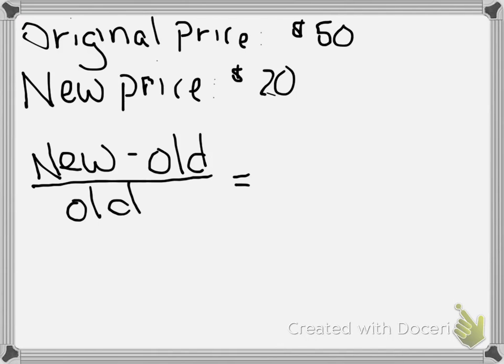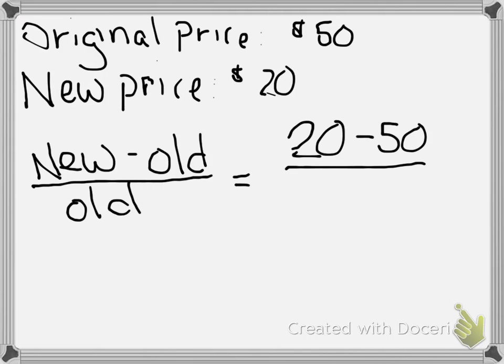So here we have the new price, which is $20. And we're going to subtract the $50 because it's the new price minus the old price, all of that over the old price. Now when we do 20 minus 50, and remember you're allowed to use your calculator, you're left with negative 30 over 50.